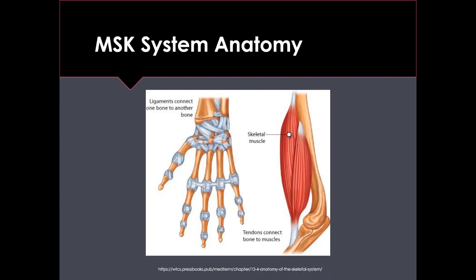To adduct, ADD, is moving toward the midline. So adduct would be like pulling your arms back from being extended, back down to your side. So bringing it closer to the midline. Words such as pronate and supinate, when it comes to your hands and your palm, pronate is palm down and supinate is palm up.